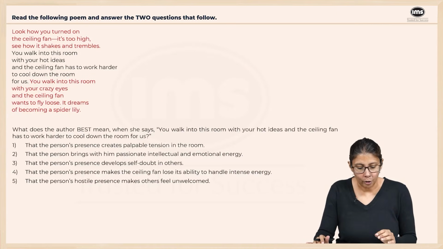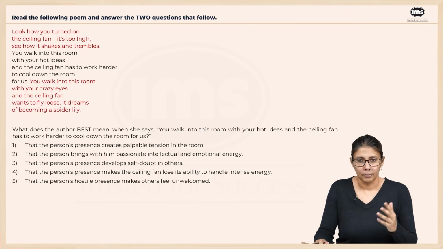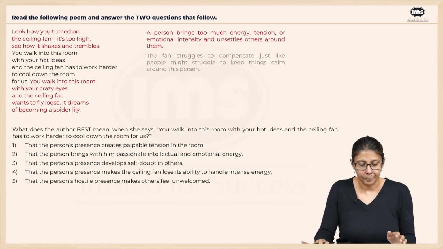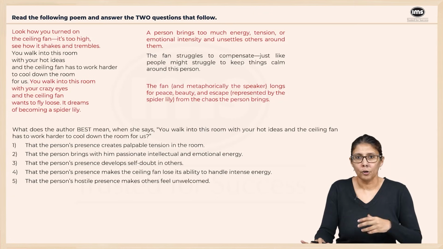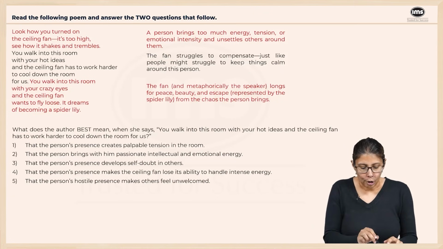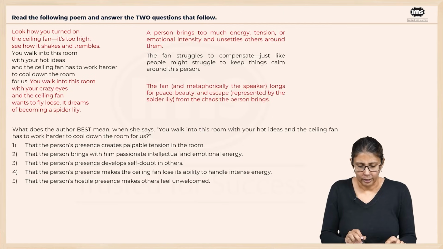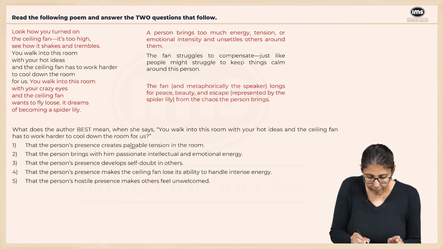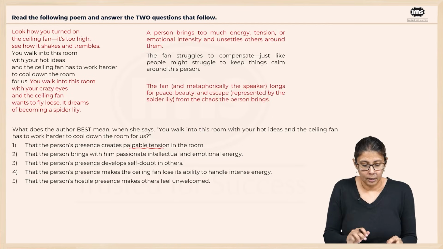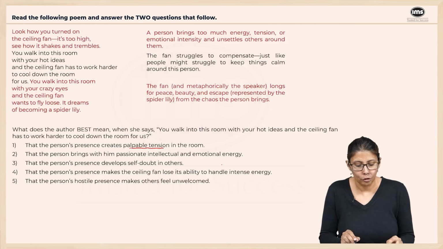The question here is, what does the author best mean when she says you walk into this room with your hot ideas and the ceiling fan has to work harder to cool down the room for us? Now, obviously, we have already interpreted the poem. So my understanding is that the fan struggles to compensate, just like people might struggle to keep things calm around this person. And the last part talks about escapism and so on. The first option says that the person's presence creates palpable tension in the room. Now, this seems like it could be correct, could work. The second option says that the person brings with him passionate intellectual and emotional energy.